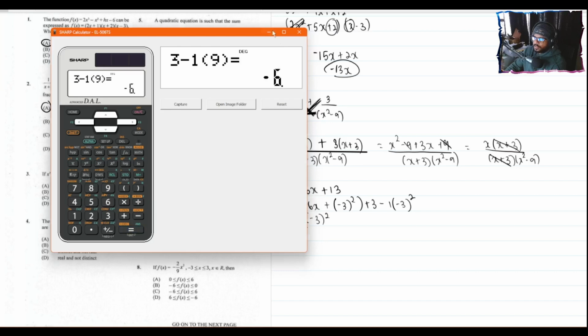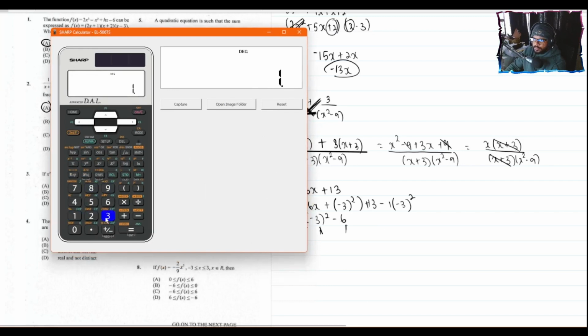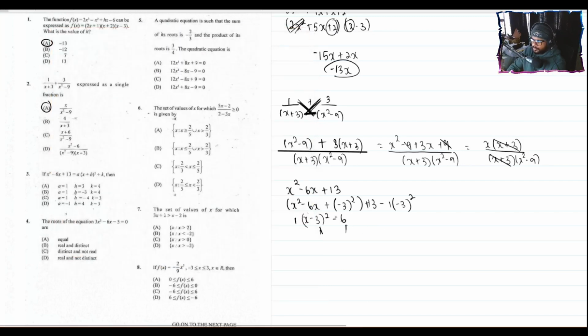3 take away 1 into minus 3 squared is just 9. I get a is 1, h is minus 3, and k is minus 6. Oh, I forgot, 13 is 13. So 13 take away 9, my bad, positive 4. So 1, minus 3 and positive 4, the answer is B.